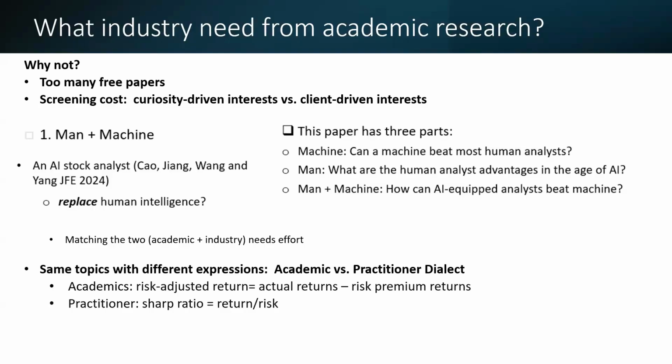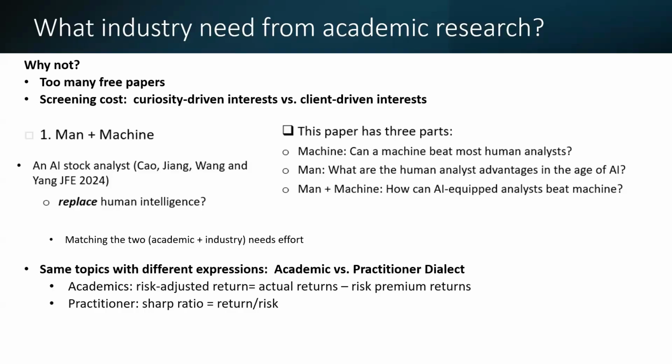So you can see that these are some of the reasons why they don't read our papers. But we can do something, right? When we have too many papers, we can reduce the screening cost. The AI center I created in Maryland has one objective of doing that. And we also want to have a paper with a component for industry and a component for academia.